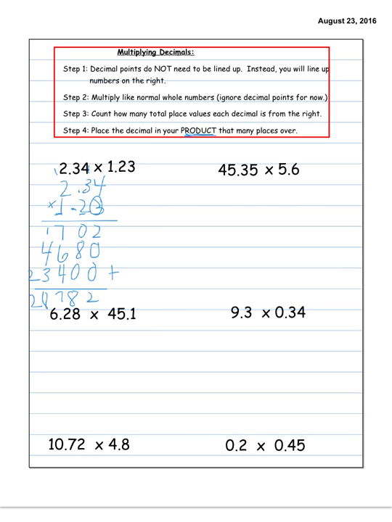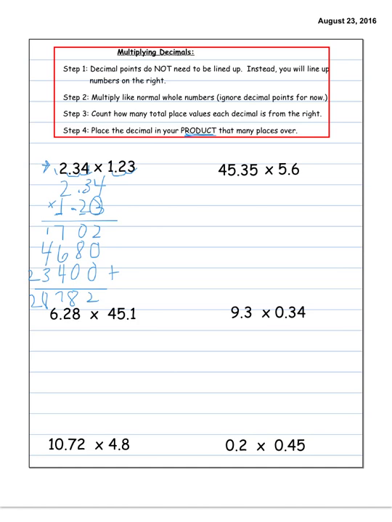Now, step 3 says count how many total place values each decimal is from the right. So we're looking at our factors here, these numbers that we are multiplying together, and we count how many spots they are over. So in this first number it's over 1, 2 spots. In our other number here it is also over 1, 2. So our decimal point has moved over a total of 4 spots between our two numbers.